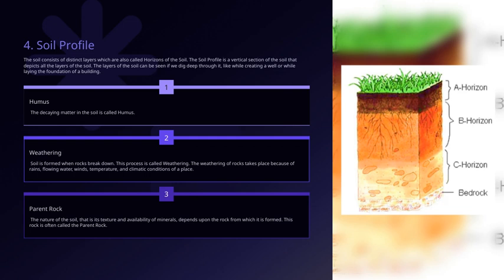The type of soil that forms depends largely on the parent rock. The characteristics of this rock, such as its texture and mineral content, influence the soil's overall texture and the minerals it contains. So, the nature of the parent rock plays a key role in determining the soil's properties, which in turn affects plant growth and land use.